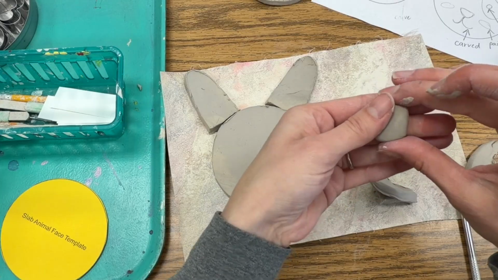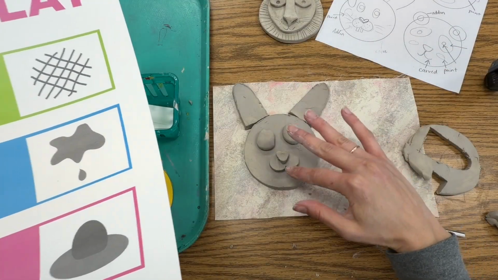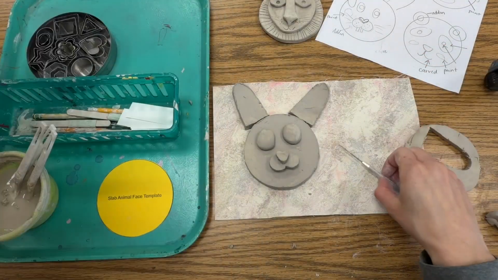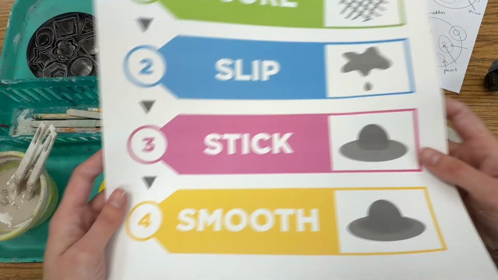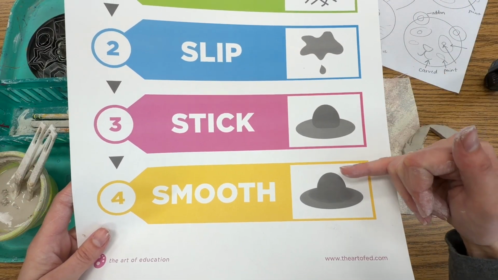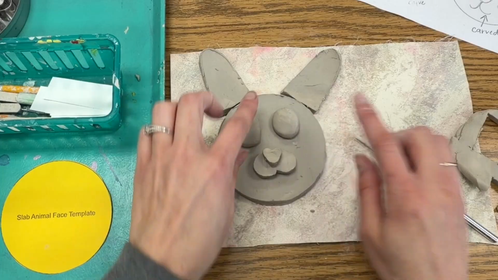Once you have made all of the pieces you would like to add on, you need to make sure that you attach them the proper way to make sure that they stay once your piece completely dries out. You need to score, which means to scratch or roughen up, add slip, which is just watered down clay, stick them together, and possibly take it one step further by smoothing them together.